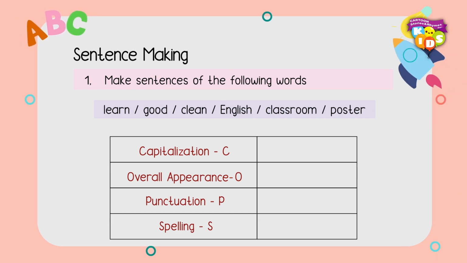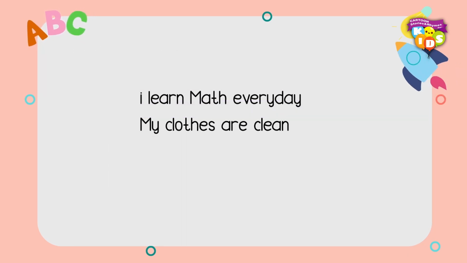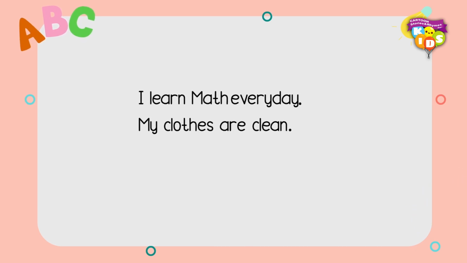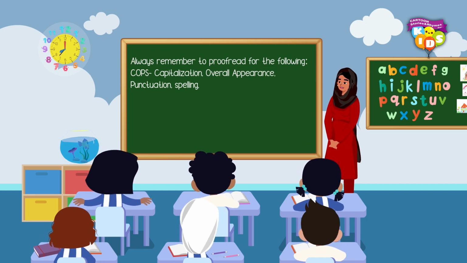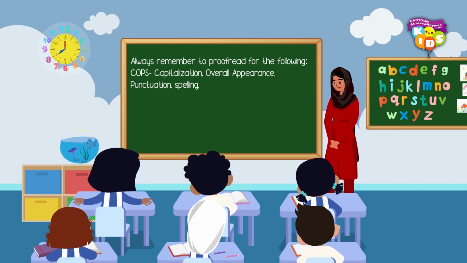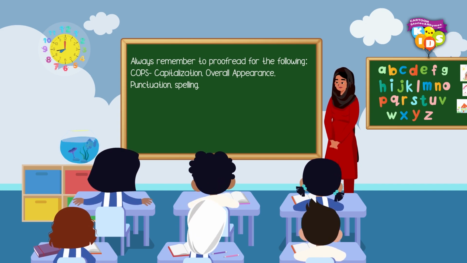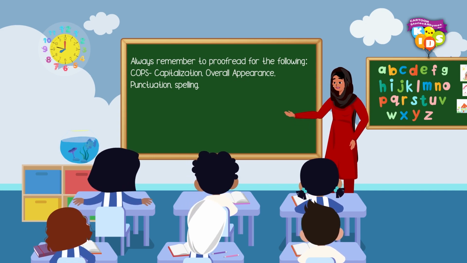Let us begin with the checking. Make sure to underline the errors in the sentences as well. I learn math every day. My clothes are clean. Great work, everyone! We are done with the checking. Always remember to proofread for the following: COPS, capitalization, overall appearance, punctuation, spelling. Make sure you make a COPS checklist at the end of each writing task.